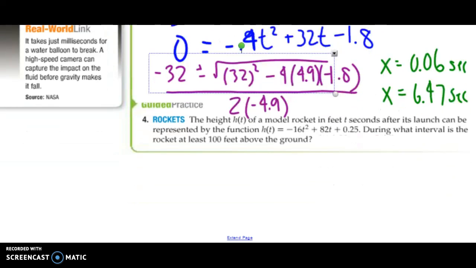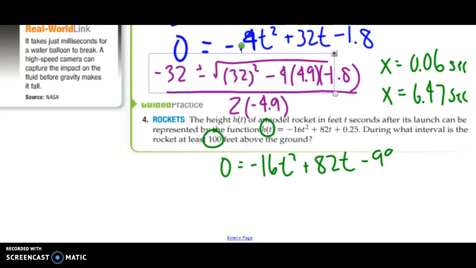Here's guided practice problem number 4 that you could try as well. Now, I'm not going to talk about this. You know how to put it in. Okay, so 0 or 100 would actually be your height. So then you end up getting 0 is equal to negative 16t squared plus 82t minus 99.75. And then once you put that into your quadratic equation, I won't show you how to do that because you know how to do it.